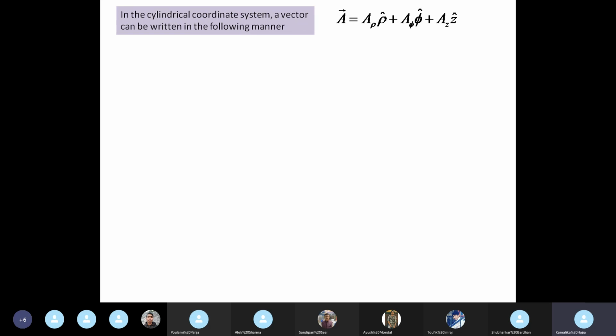This is from intuition. But we still don't know how a rho, a phi, az look, or what are actually the directions of rho cap, phi cap or z cap. So now that we have set up the coordinate axis, our next step is to find out the expressions for the components in the cylindrical system and the unit vectors in the cylindrical system. Of course, in terms of the Cartesian system.